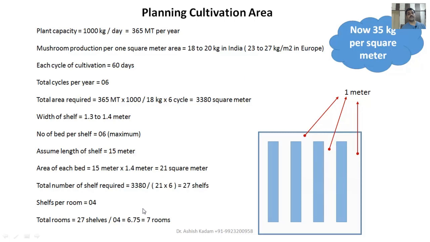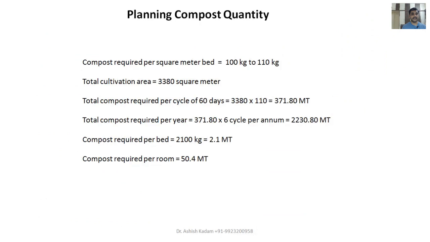So you need to reduce that gap. You can reduce that gap to fill the 7 rooms. Instead of taking 1 month, you can do this entire process maybe in 15 days, but it is not possible to complete this process on a single day. So, planning the compost quantity.